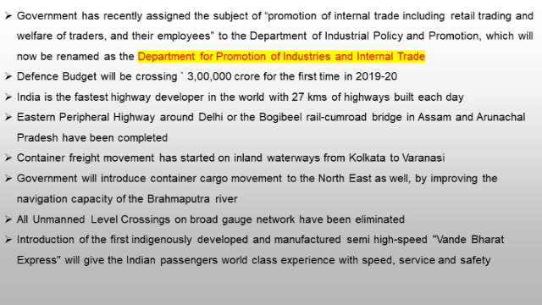Then the government has eliminated all the unmanned level crossings on broad gauge. So it's not the entire railways, only broad gauge. Then the last one which is there in the news, Train 18, the first indigenously developed and manufactured semi-high speed Vande Bharat Express, popularly called Train 18, engineless. And the Integral Coach Factory, Chennai, developed it. It has not yet been launched. It will be launched.